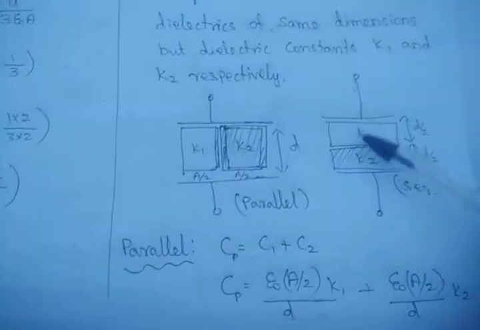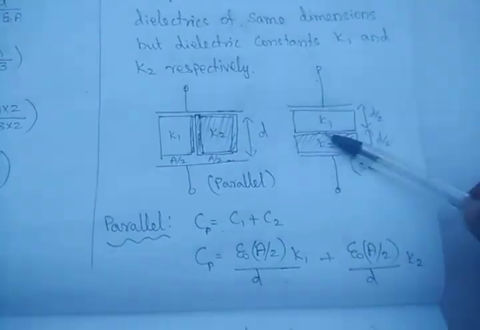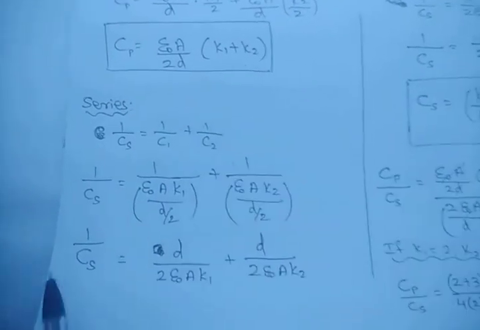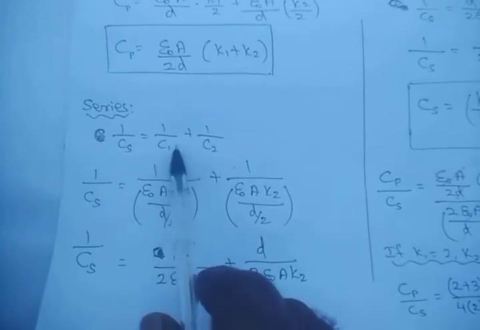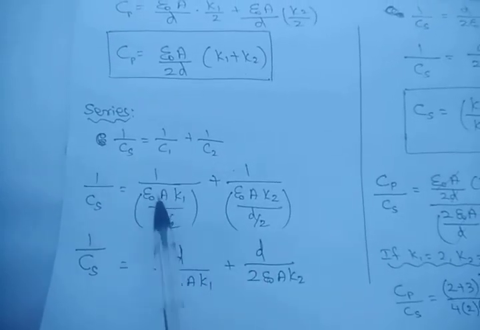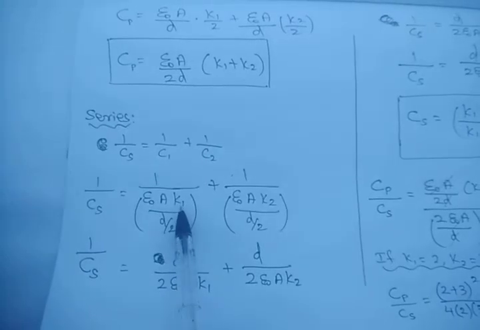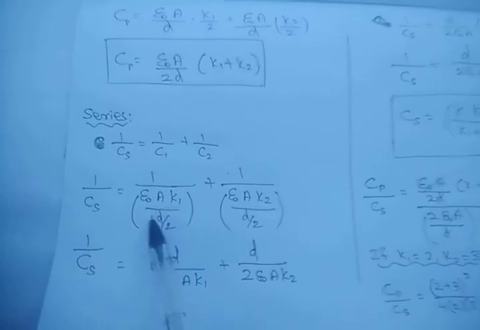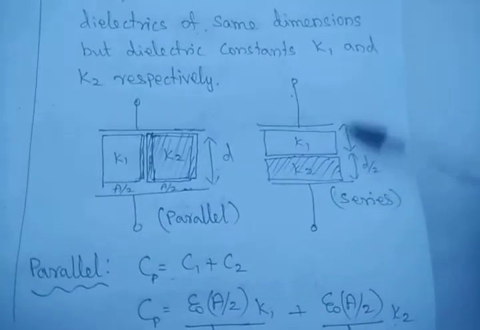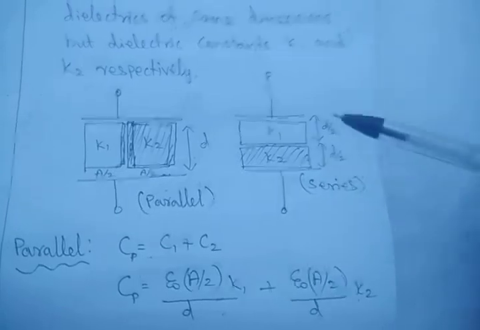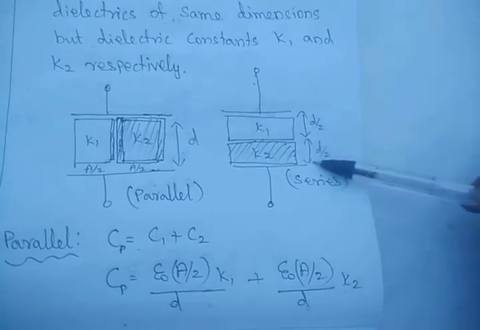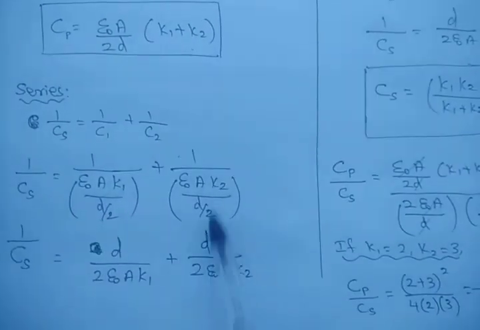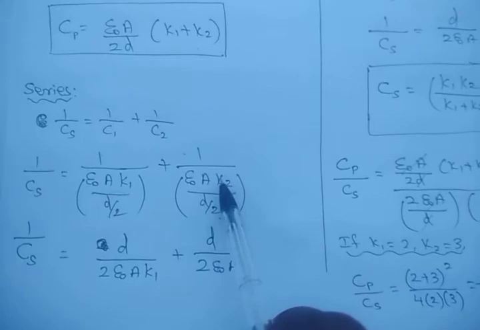If the same two dielectrics are connected in series, what is the effective capacitance? So 1 by Cs is equal to 1 by C1 plus 1 by C2. Here C means x lambda naught A by d, so x lambda naught A by d, and we have to multiply with the dielectric constant K. It is the first capacitance K1, so that thickness is d by 2. Why? Because if it is connected in series, the thickness is halved, and if it is connected in parallel, the area is halved. So we put d by 2, and here it is the second capacitance, dielectric constant K2.